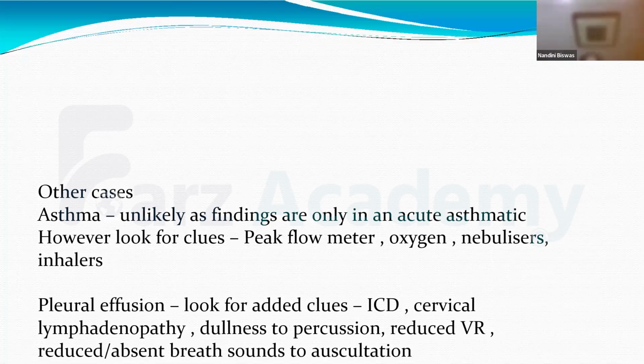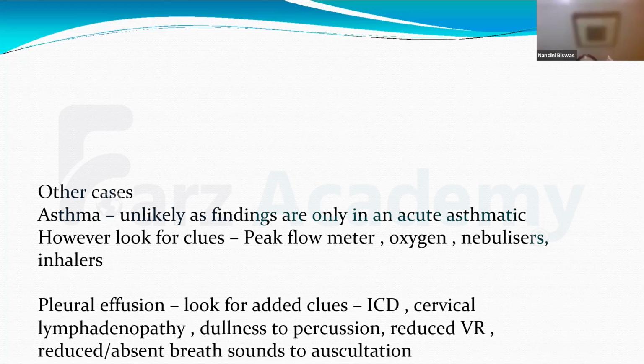Other cases, asthma. Again, unlikely when the patient is acutely exacerbating, so you won't get acute asthma. However, once the asthma is recovering, so it's safe and the patient is agreeable, and it's safe to keep the patient for examination purposes, look for clues: look for a bedside peak flow meter, look for oxygen, look for nebulizers, look for inhalers. The findings might be normal, but you might get a few expiratory wheezes as well.